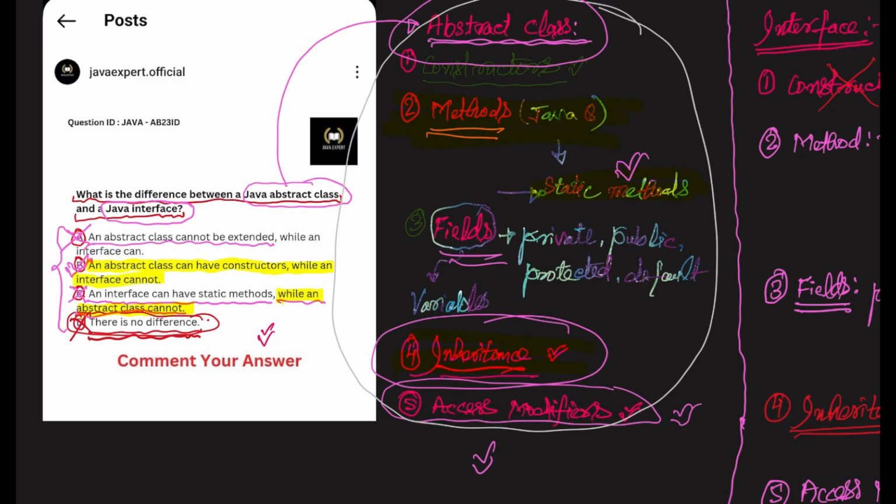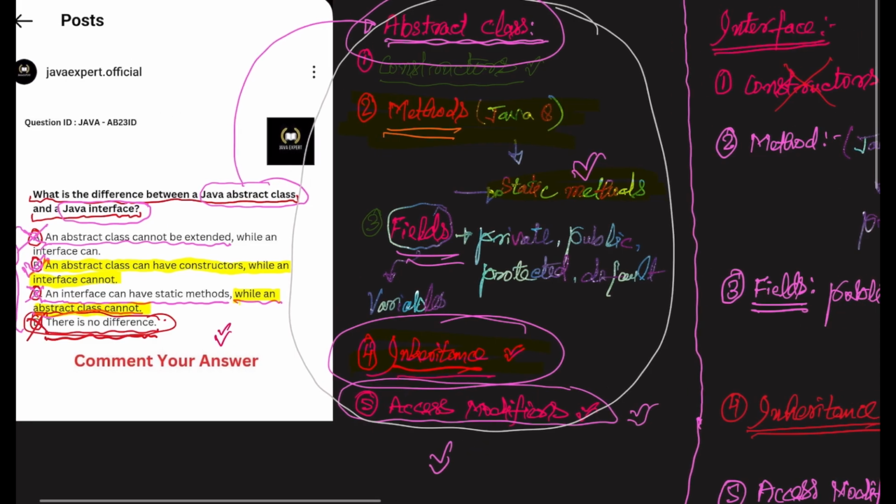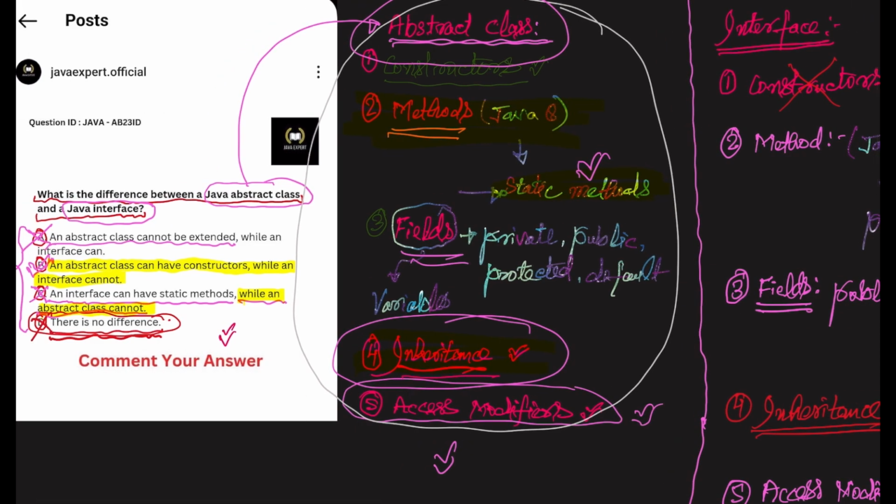Okay, let's check who has constructors and who does not. Let's check the abstract class first. In an abstract class, do we have constructors? Yes, here we have seen constructors in the abstract class. Abstract classes can have constructors, which can be used to initialize state. So the first statement, that an abstract class can have constructors, is true.